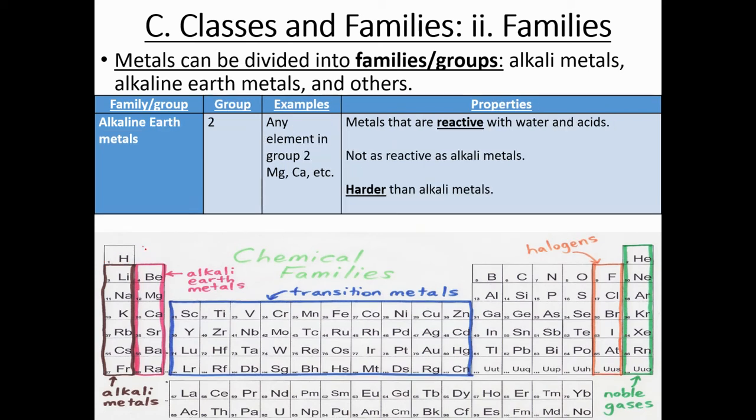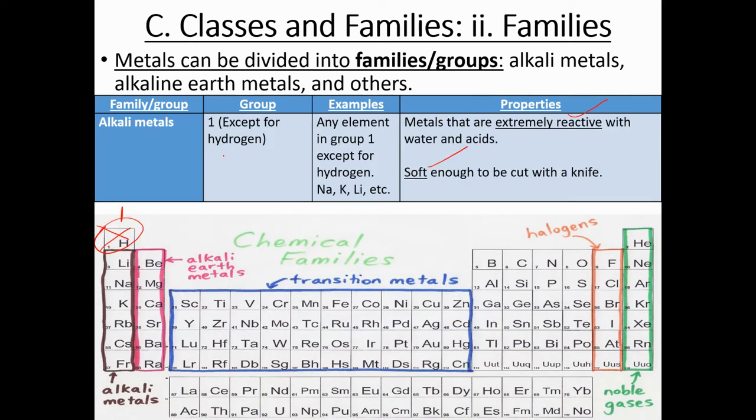In group 2, part of the metal class, we have alkaline earth metals. So any metal you see in group 2 here would be considered alkaline earth metals. They have 2 valence electrons, so that's important to understand. And I should go back here. Our alkali metals have 1 valence electron.